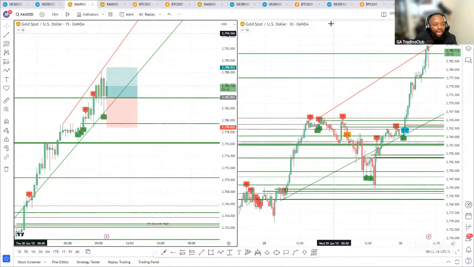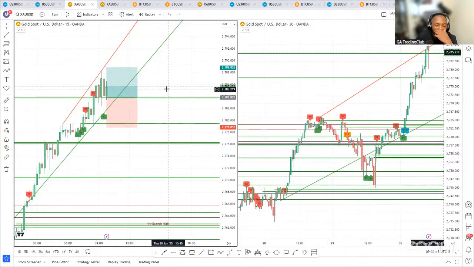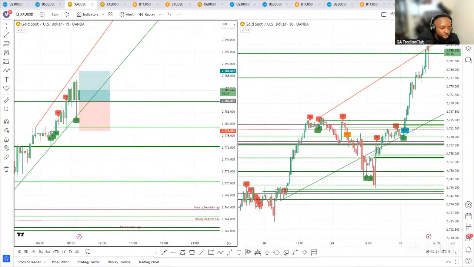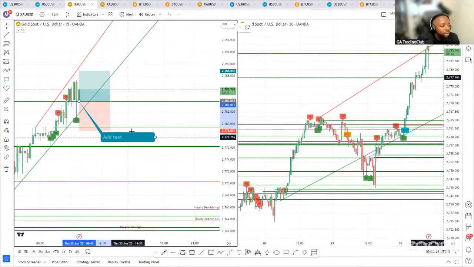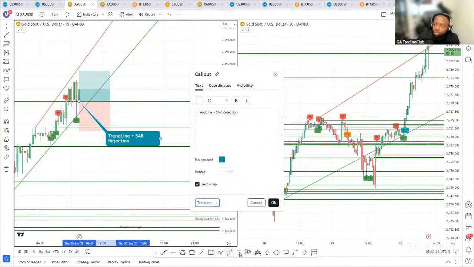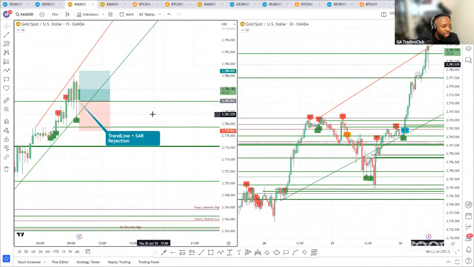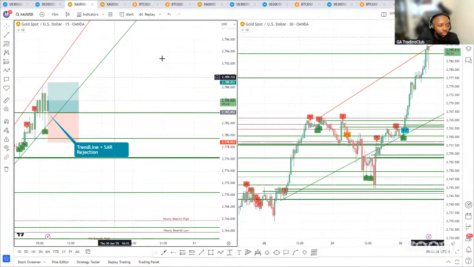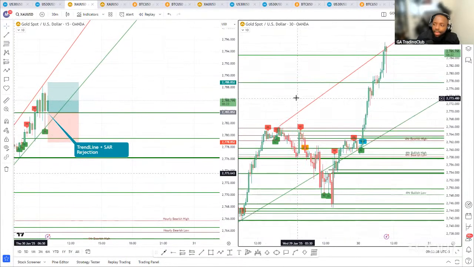to TP. Now I don't chase trades. If I already missed it, I missed it, and I'm already in that US 30 trade. But this one would be an example of a buy on gold based off of a trend line and SAR rejection. So it's as simple as that. So that's one for gold right there.